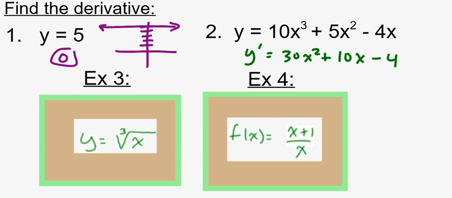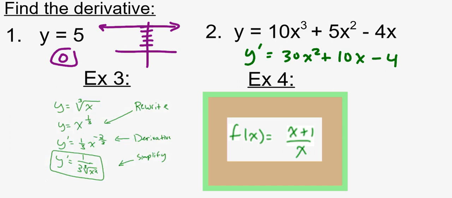All right, before I do the big reveal for example 3, this is a case where we will want to rewrite. We want to get this cube root into a rational exponent, and then we'll take the derivative, and then we'll simplify. So go ahead and pause, do it yourself, come on back, and hopefully this is what you have. We rewrote it, we took the derivative, and then we simplified it.